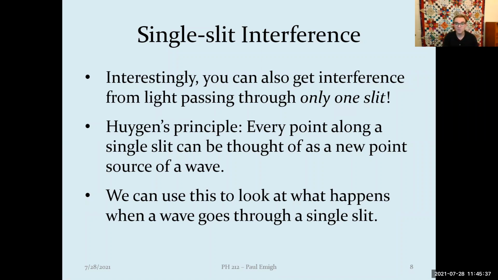The reason for it is something called Huygens principle, which says that if I send light through an opening of any kind, every single point along that opening can actually be thought of as a new point source of a wave, essentially a very, very narrow, tiny slit. And for a single slit, you're going to have a whole bunch of them stacked up next to each other. So that is the model that we are going to apply here.